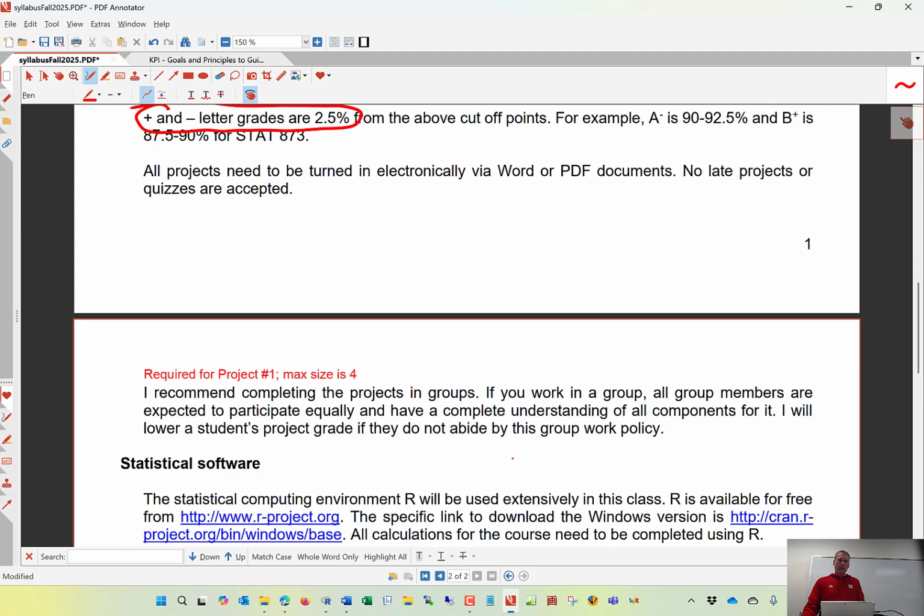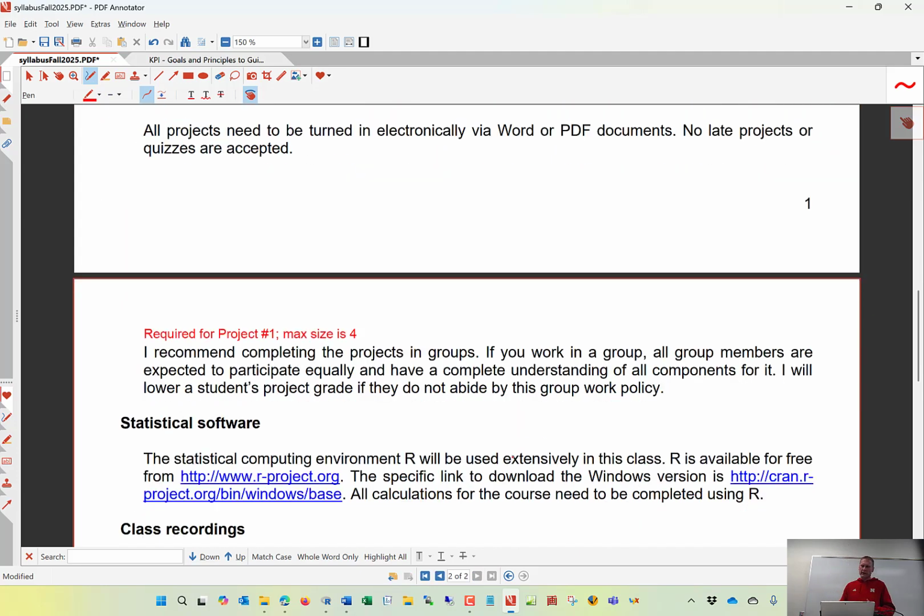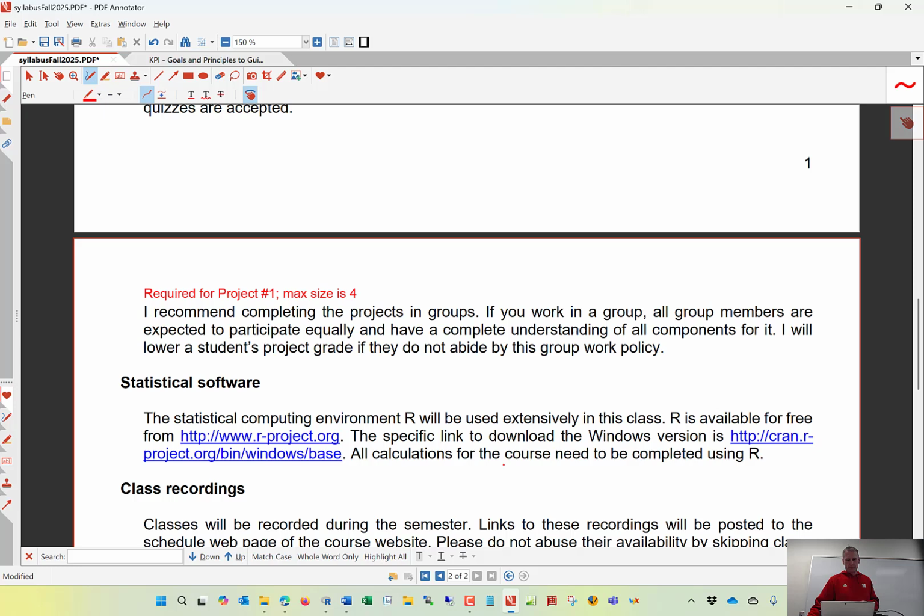Most of what you turn in will be done electronically. Rarely will you ever give me anything that's paper-based. Especially for some of these projects, which can be long, I want you to turn them in to me electronically. We'll probably do email. And do note that no late projects or quizzes are accepted. Please make sure you abide by the due date.